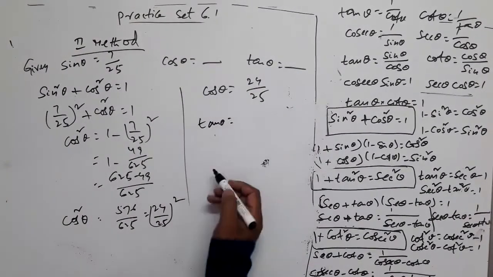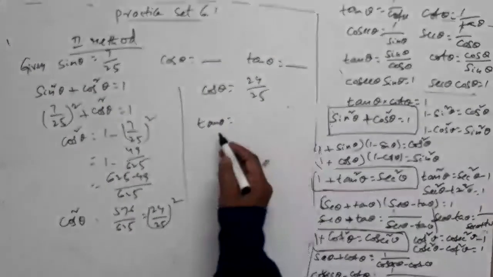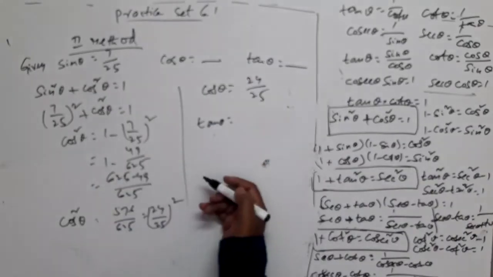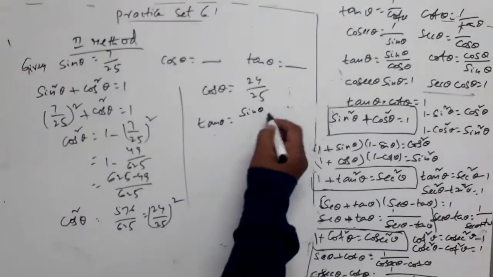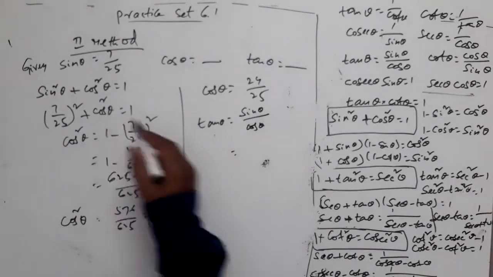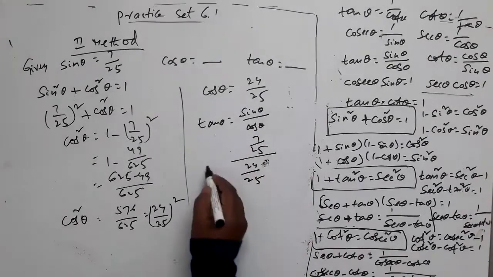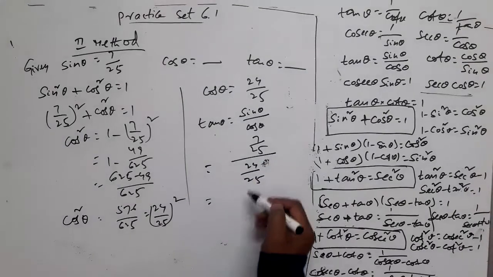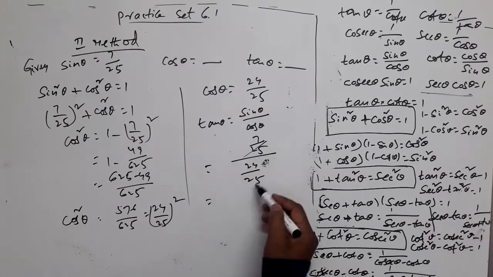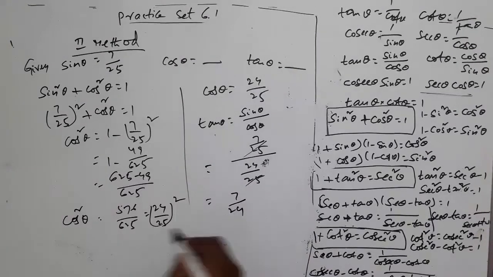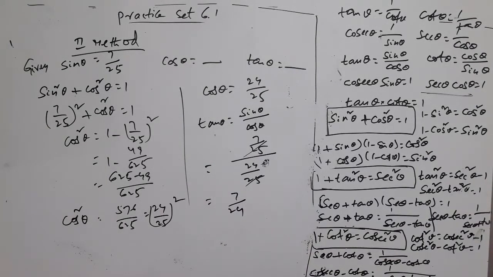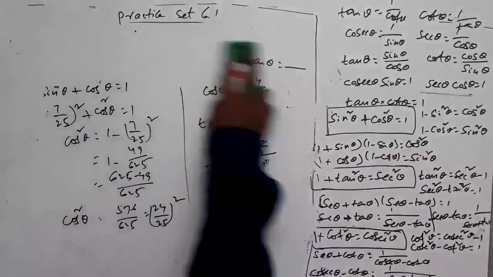Tell me, what is tan theta? You know the value of sin theta now, cos theta now. Can you express tan theta in terms of those two? Yes, we know tan theta is sin theta by cos theta. So 7 by 25 upon 24 by 25. You can see that these two denominators are equal, so they get cancelled. So what is remaining? 7 by 24, tan theta. This is the second method, using trigonometric identities. Then let us go to the next question.